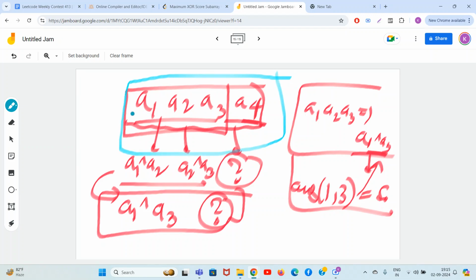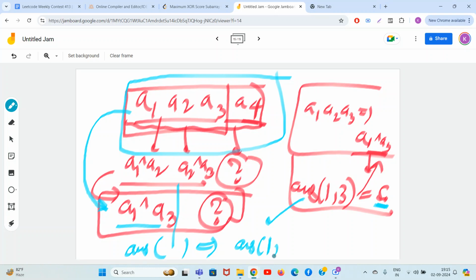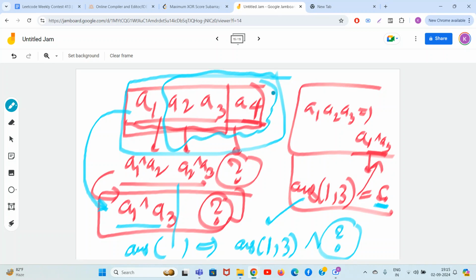four numbers is nothing but XOR of these two guys, right? Answer for four numbers is XOR of a1 xor a3, which is nothing but S, which is nothing but answer of 1 to 3. Answer of 1 to 3, XOR question mark. And question mark is nothing but the XOR score of a2 to a4. So assume that you have the answer for 2 to 4 also, which you have already pre-calculated.